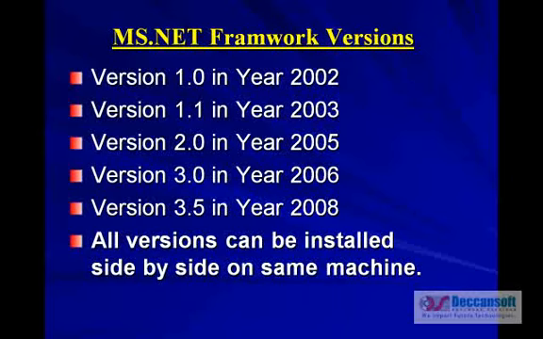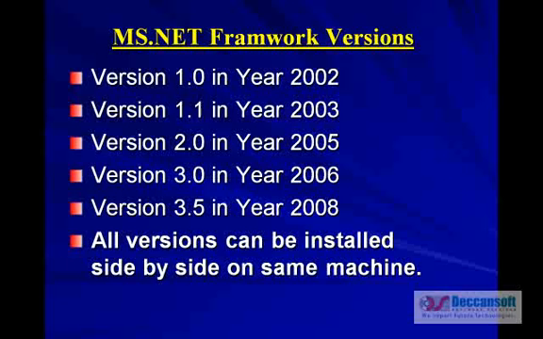Let us see now the different versions of .NET Framework. Version 1.0 was released in the year 2002. Version 1.1 was released in 2003, 2.0 in 2005, 3.0 in 2006, 3.5 in 2008. The advantage of all this is that all the versions you can install on your machine side by side. You can download Framework 1.1 and install on your machine. Framework 1.0 you can install on your machine. 2.0, 3.0, 3.5. All the frameworks can be installed on your machine at one place.